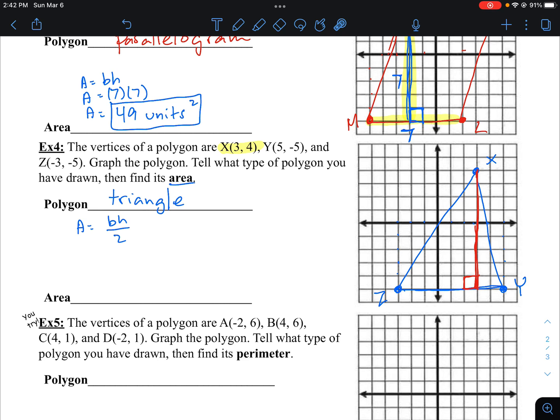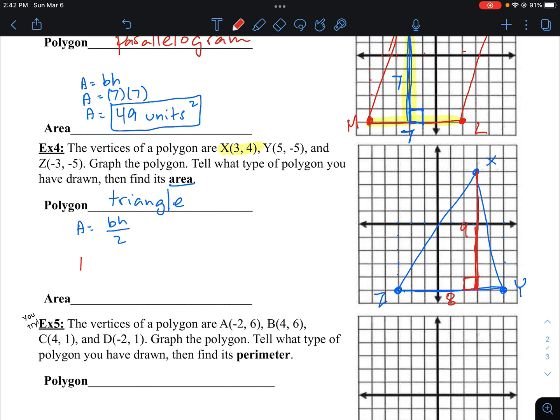So let's count the base. Start at Z, and I'm going 1, 2, 3, 4, 5, 6, 7, 8. That is a distance of 8. Going from the bottom, going up, 1, 2, 3, 4, 5, 6, 7, 8, 9. So our height is 9. So area equals 8 times 9 divided by 2.